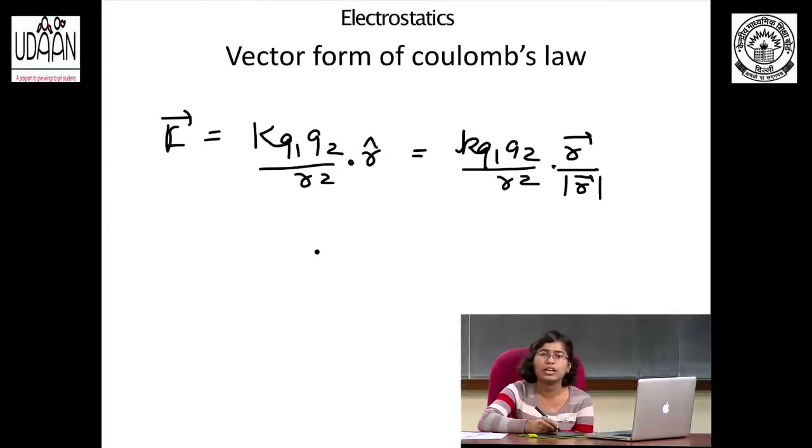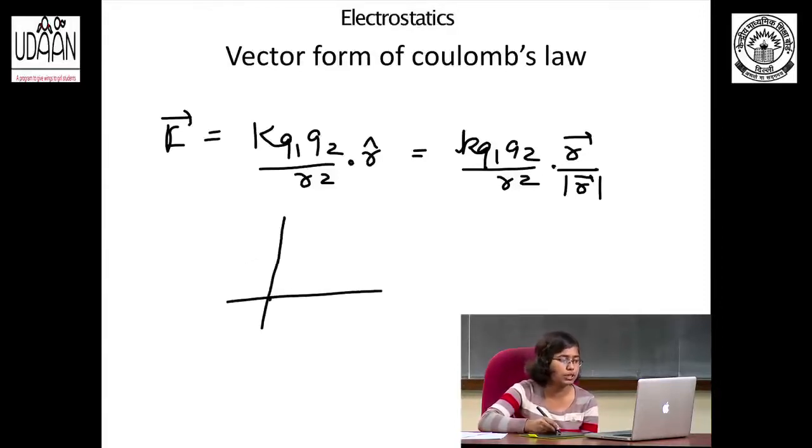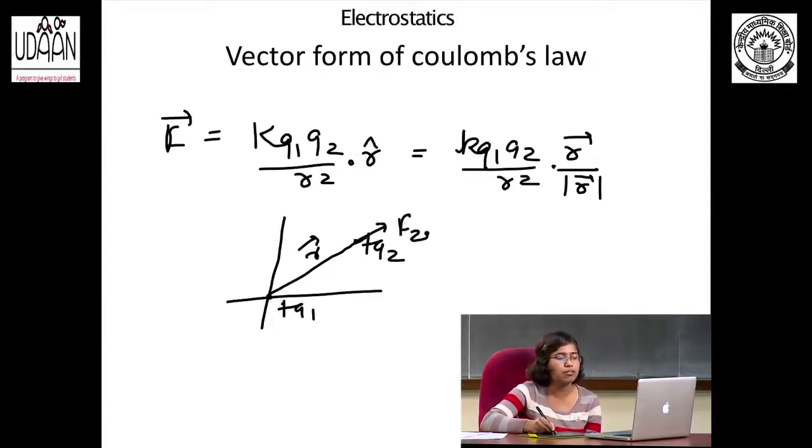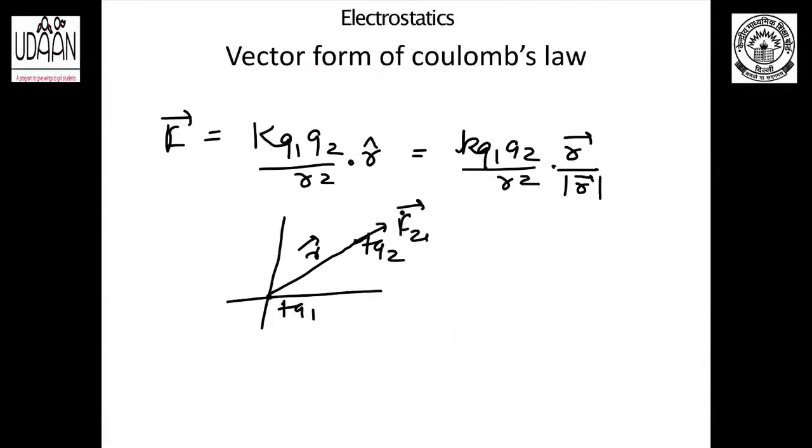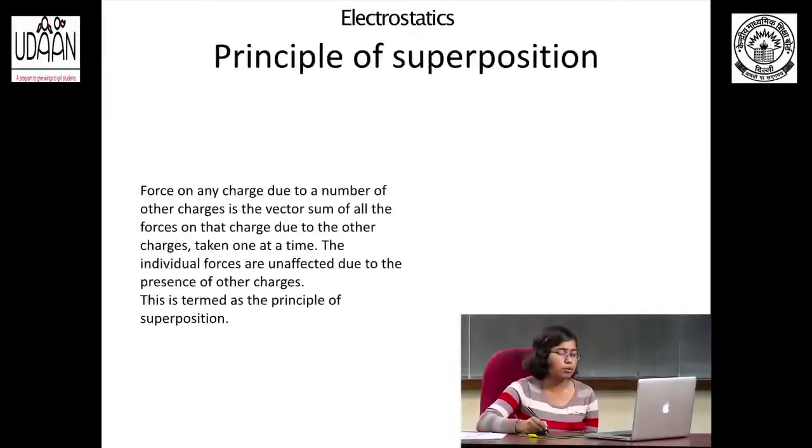This force is again along the line joining the two charges. For example, in the figure, you can see one charge plus Q1 is kept at the origin and the other charge at a distance of R from it. The force on the charge Q2 is denoted by F21 and is equal to the force which we have written earlier.